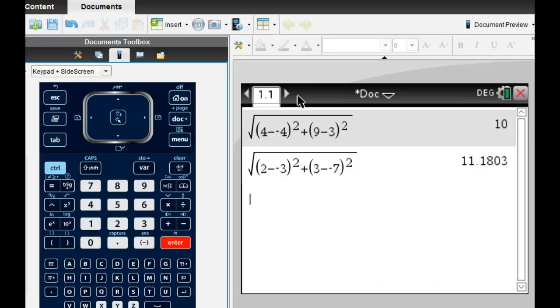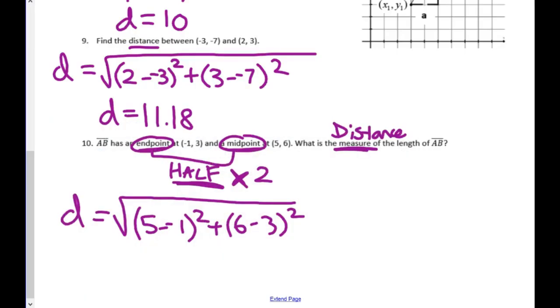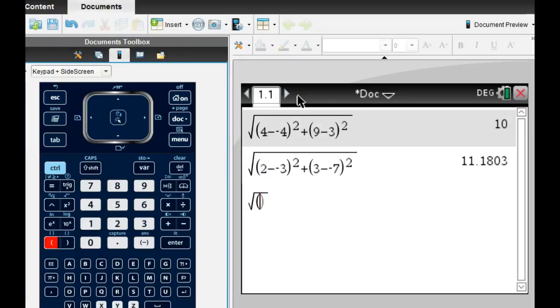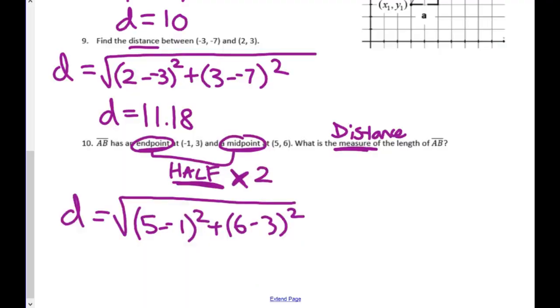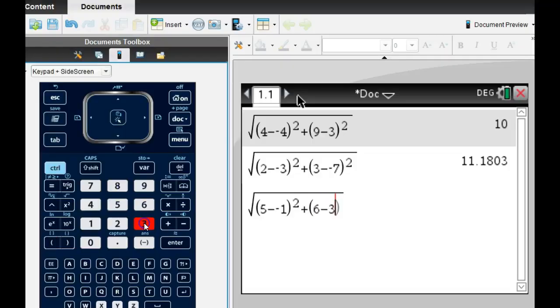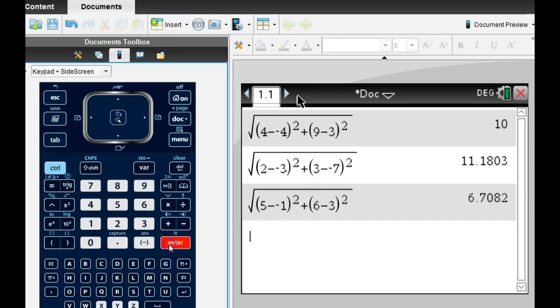So here we go. Square root, parentheses, 5 minus negative 1, parentheses squared, plus, parentheses, 6 minus 3 squared, parentheses squared. So see if you get what I got, 6.71 if we round it, right?